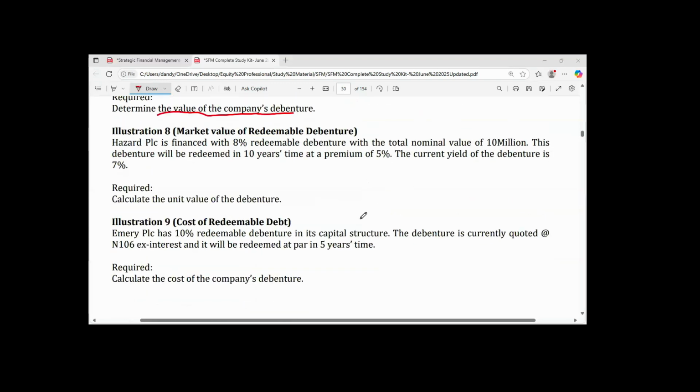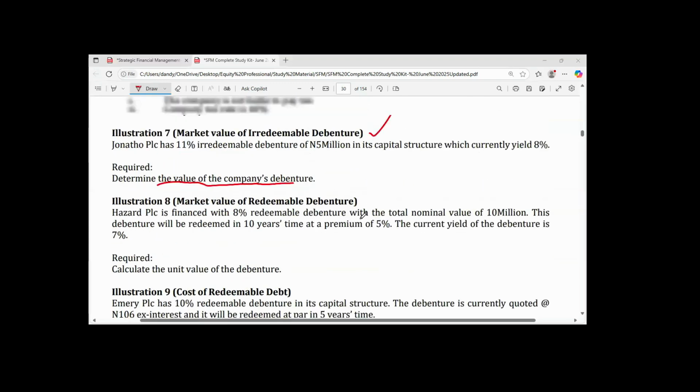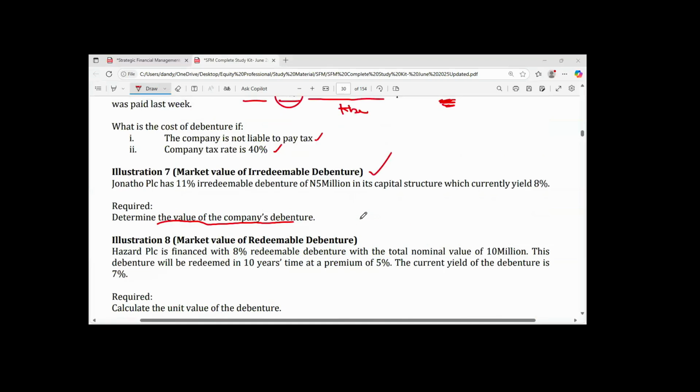Now, how do you solve this particular question? Illustration number 7. You have to be very careful. The examiner is asking you to calculate the value of the company's debenture. This is not cost of capital. You are not asked to calculate cost of capital. You have to determine the market value of the debenture. Therefore, how do you compute the market value of debenture? Let me show you. I will stop sharing this and move to the working notes.